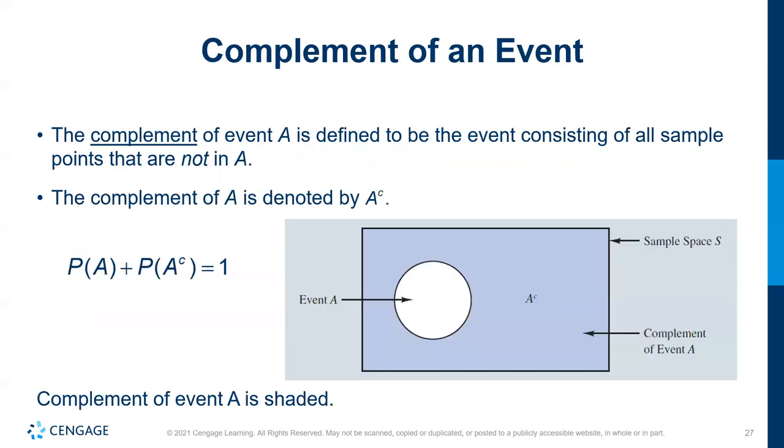But let's talk about the complement. The complement of event A is defined to be the event consisting of all sample points that are not A. To find the complement of something, as you probably learned in high school math, it's just 1 minus the probability of A. Because if we have the probability of A, then the probability of A^C, the complement of A, is, remember, the whole sample space adds up to 1. So 1 minus the probability of A gives us the probability of the complement of A, or all other potential outcomes that aren't A. Or the way they show it there, the probability of A plus the probability of the complement of A is equal to 1.